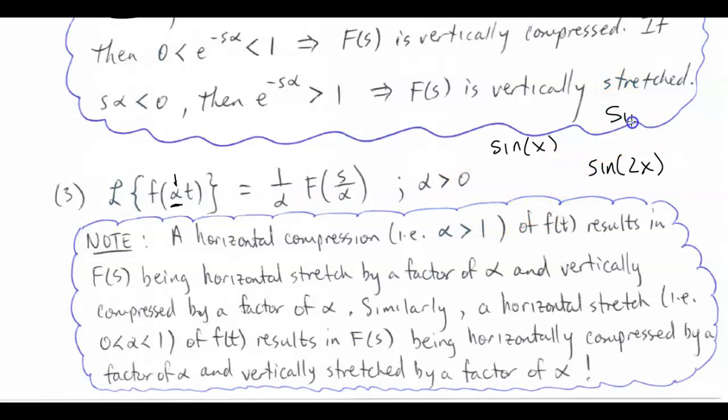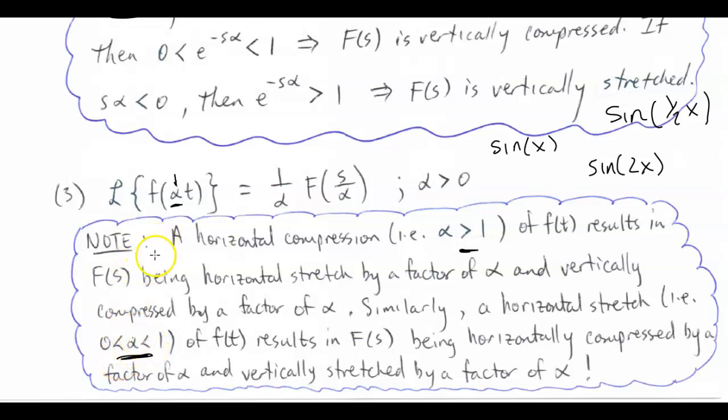Similarly, if I had sine of 1/2 x, I have stretched out or increased the period of that function by a factor of 2. I've made the function longer, or horizontally stretched it out. So we see here that we have a horizontal compression whenever my alpha is greater than 1, and we're going to have a horizontal stretch whenever my value is in between 0 and 1.